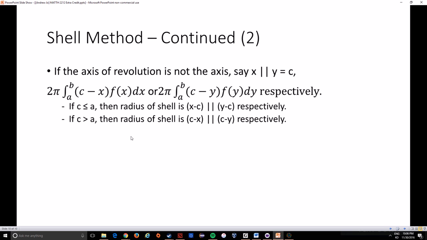If the axis of revolution is not the axis, say x or y equals c, then 2 pi times the integral of c minus x times f of x with respect to x with domain a to b, or 2 pi times the integral of c minus y times f of y with respect to y with domain a to b, respectively. If c is less than or equal to a, then the radius of the shell is x minus c or y minus c respectively. If c is greater than a, then the radius of the shell is c minus x or c minus y respectively.